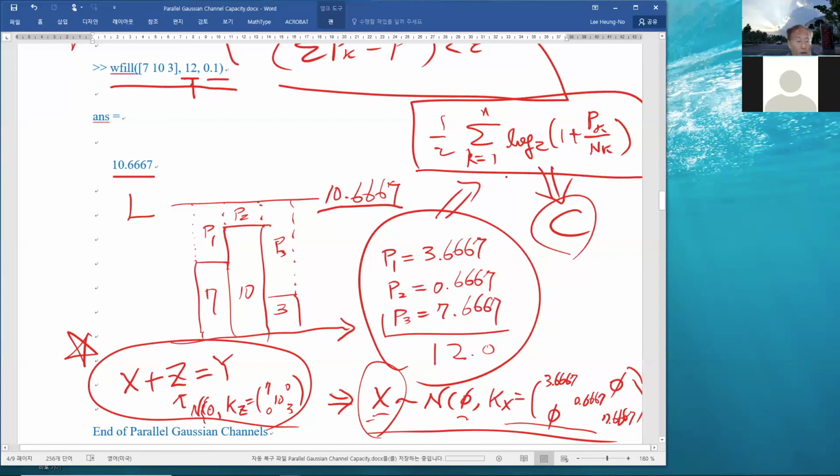Next, I will talk about the parallel Gaussian channel capacity for the colored case, where KZ is non-diagonal in general.